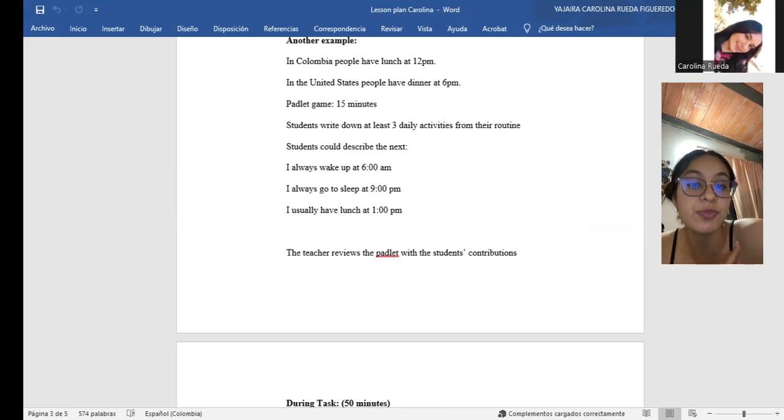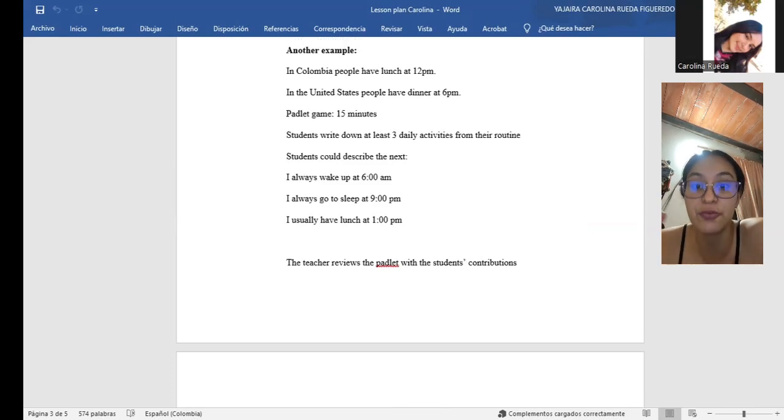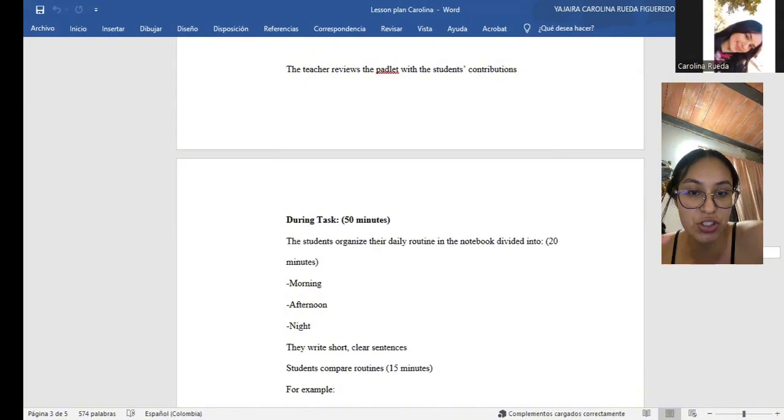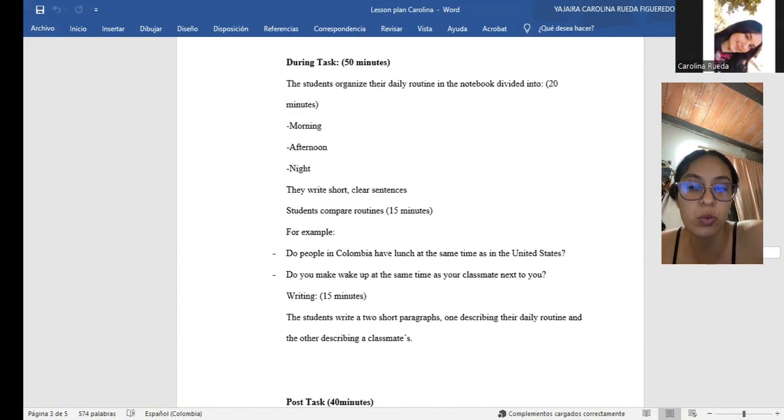They also observe cultural differences. For example, in Colombia, many people have lunch at 12 p.m. In the United States, many people have dinner at 6 p.m. Finally, students prepare a short presentation in Canva with keywords about their routine.